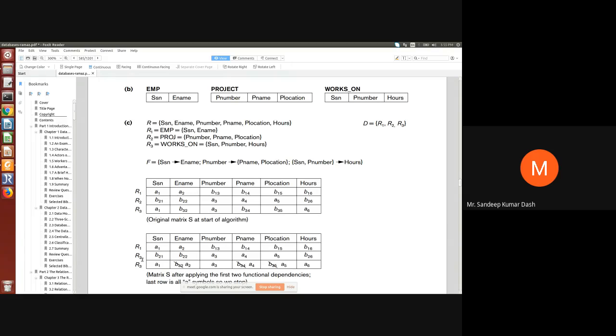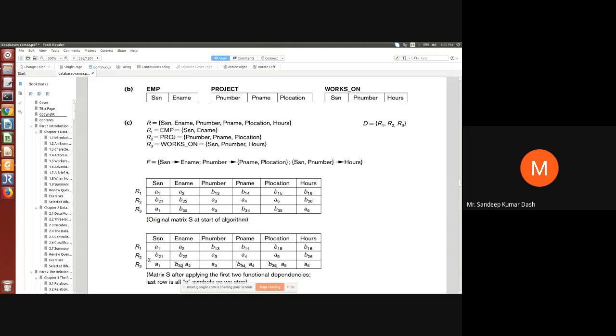Now I check the second row. R2, B21, B22, A3, A4, A5. Here there is only one combination. That means A3, A4, A5, P number, P name, P location. These are already A. So whatever attribute is present in relation R2, they are already A. So nothing I can do with these three.